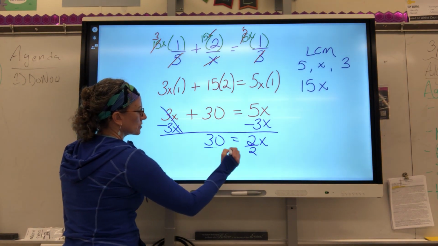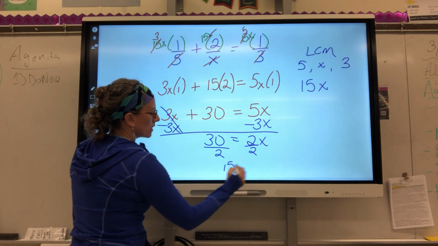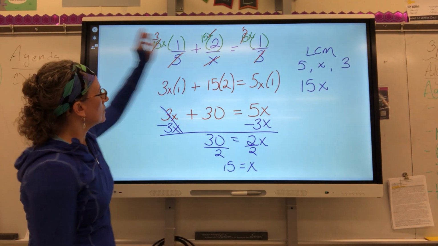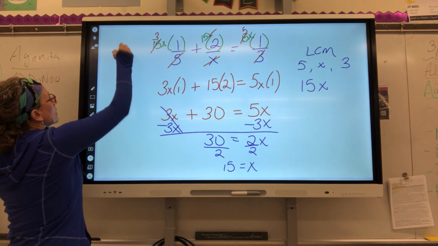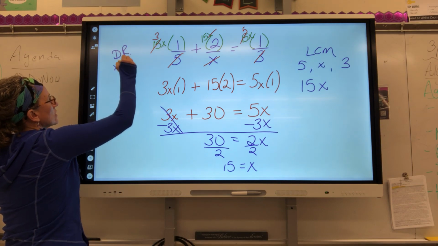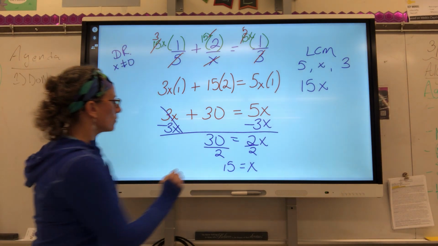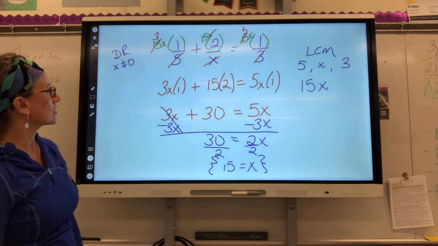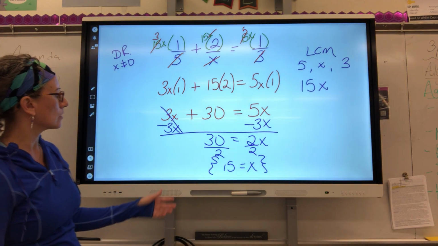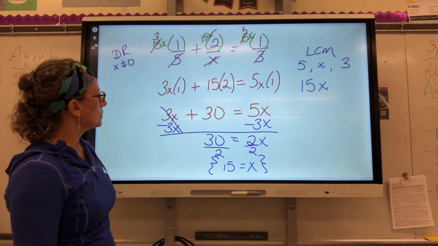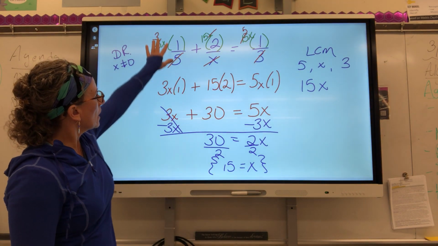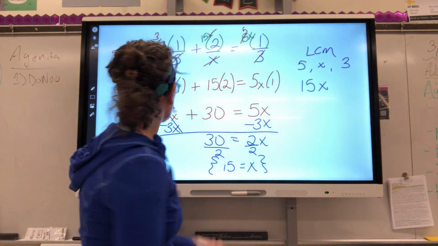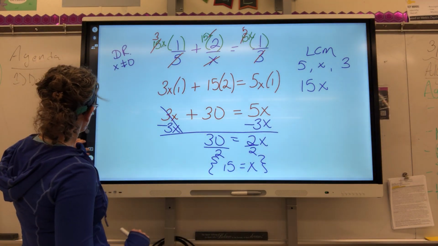Divide by 2 on both sides, and x equals 15. x equals 15 is not a domain restriction. My domain restriction was x cannot equal 0, and therefore this is the solution to my rational equation. Okay, so if I substitute 2 over 15, add it to 1/5, I will get 1/3. Okay, so another example.